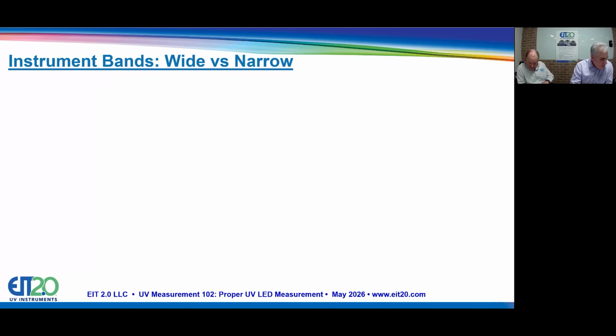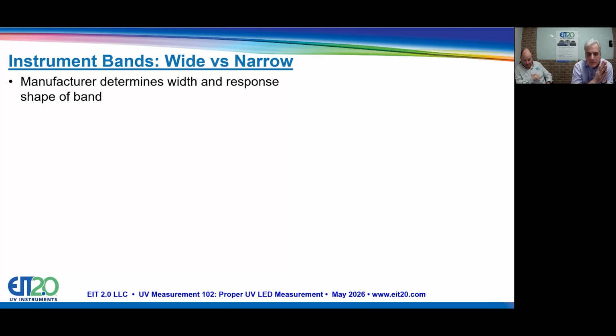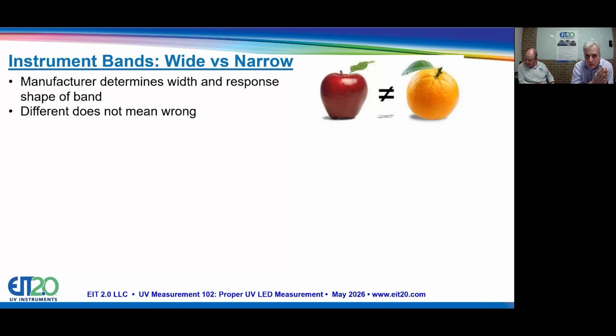So before we do the spectral response discussion, I have kind of a public service announcement right now. This is going back to wide versus narrow design of some of these bands. We like to use the analogy of apples and oranges. You could have the most delicious apple and enjoy it, or you could have the most delicious orange and enjoy it. But if you really want an orange and you're eating an apple, it's not going to be very satisfying. It's still a delicious piece of fruit, but it's not what you need.